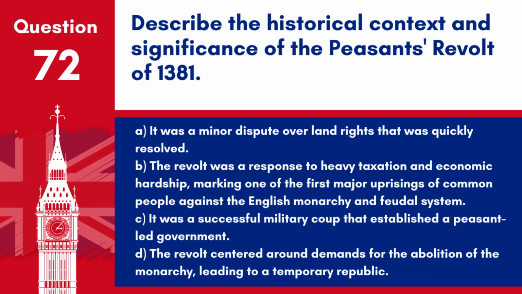Question 72. Describe the historical context and significance of the Peasants' Revolt of 1381. A. It was a minor dispute over land rights that was quickly resolved. B. The revolt was a response to heavy taxation and economic hardship, marking one of the first major uprisings of common people against the English monarchy and feudal system. C. It was a successful military coup that established a peasant-led government. D. The revolt centered around demands for the abolition of the monarchy, leading to a temporary republic.